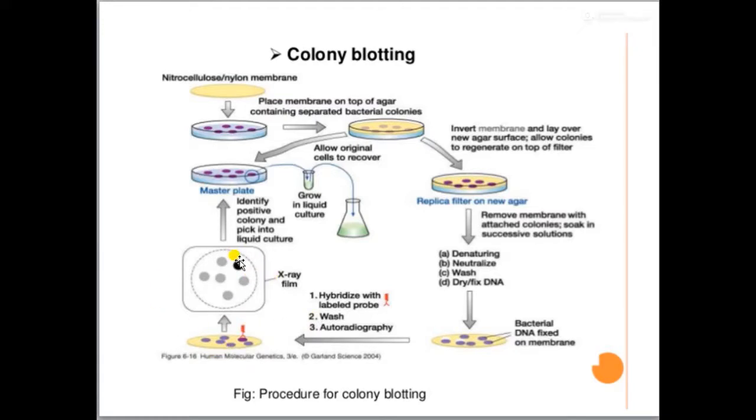And you take this X-ray film and view it to see which particular colony is the one having the desired gene of interest. Then you can take this colony, grow it in a liquid culture, and take different colonies of that recombinant bacterial cell. So that's about colony blotting.